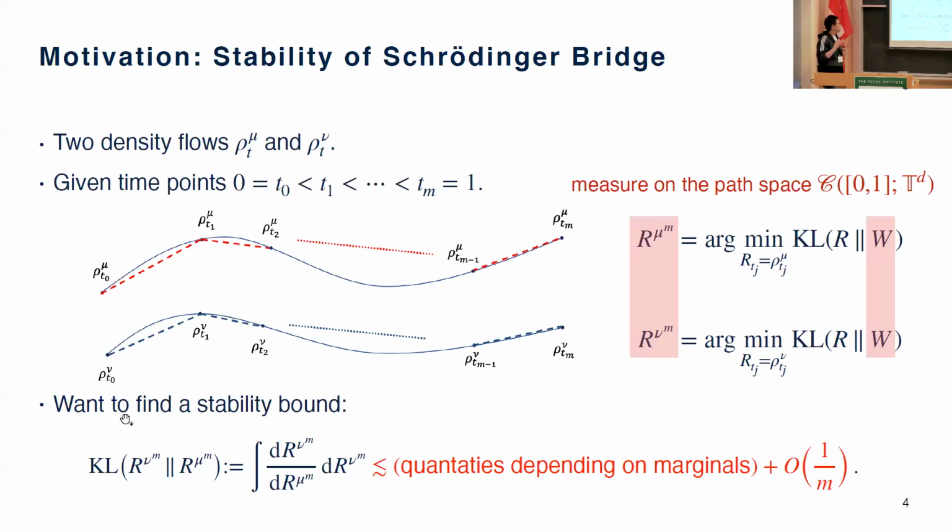This perturbation of the Schrodinger bridges can be characterized using the KL divergence, which is defined as the integration of the Radon-Nikodym derivative of these two solutions. Here, W is the distribution of the standard Brownian motion on the flat torus. I would like to emphasize that both W and the solution of the Schrodinger bridges are measures on the path space rather than just the ambient space, the flat torus. We want to find an upper bound characterizing the stability, where the leading term only depends on the perturbation of marginals, plus a higher order term that decreases to 0 when the number of time points m goes to infinity. I have a typo there.